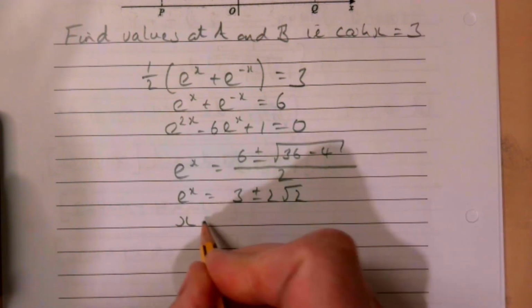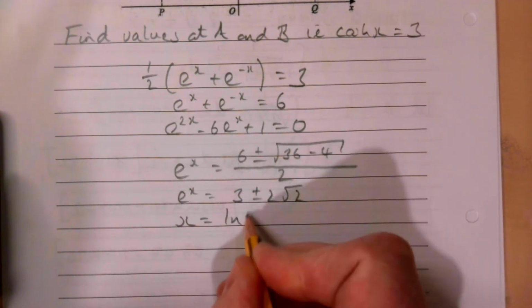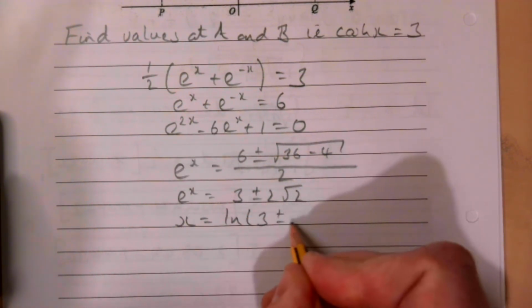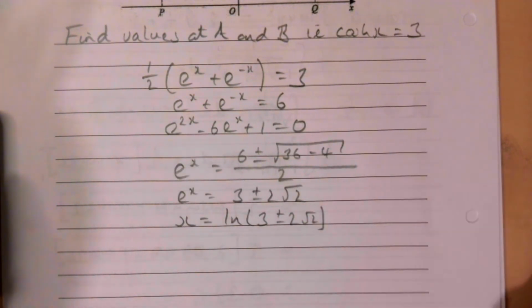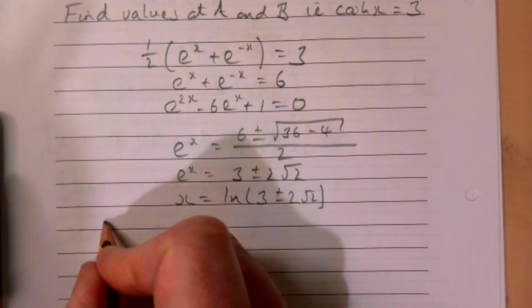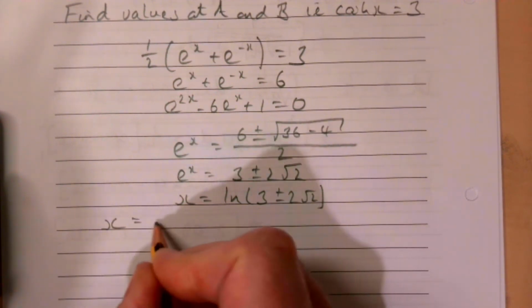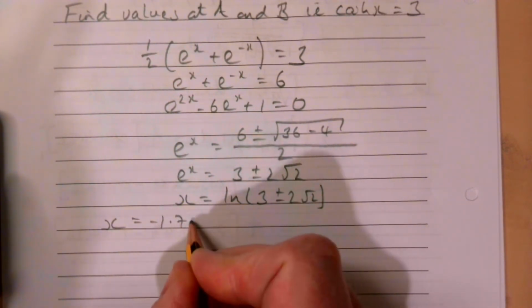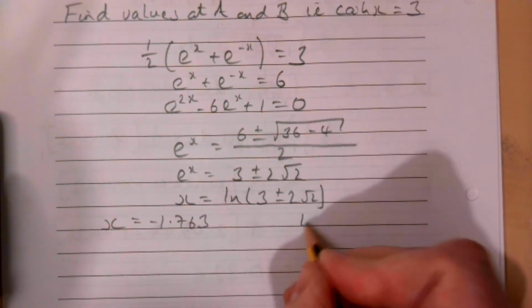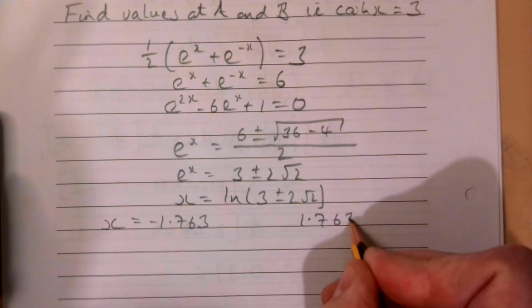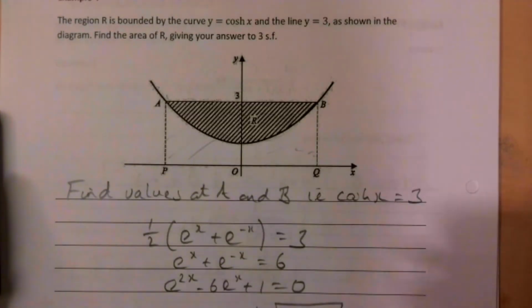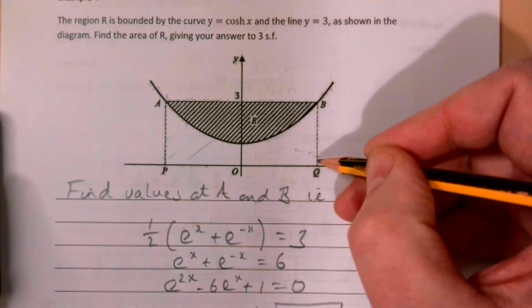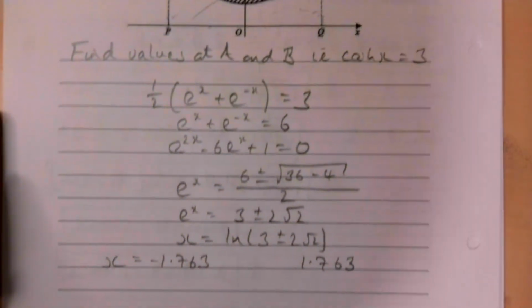That means our values of x are ln of 3 plus or minus 2 root 2. Putting this into your calculator just to give us a bit of an idea of the number anyway, if nothing else, minus 1.763 and 1.763. Encouragingly, you can see the symmetry, so those are then those 2 points. So we have that.